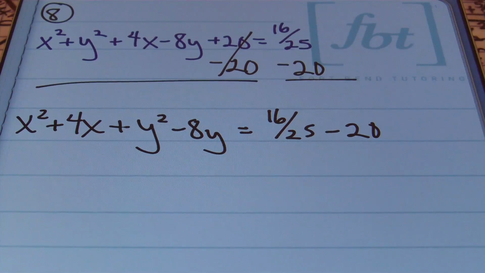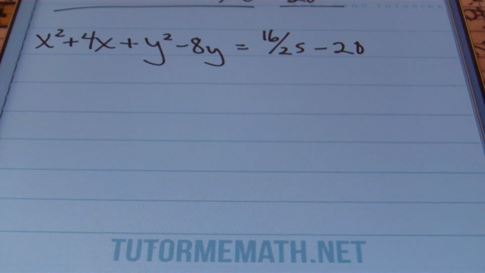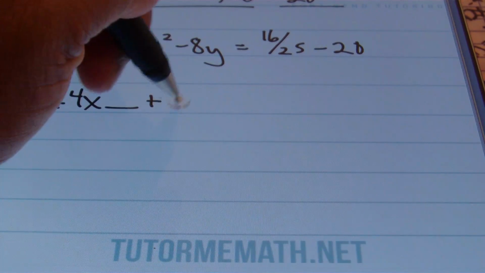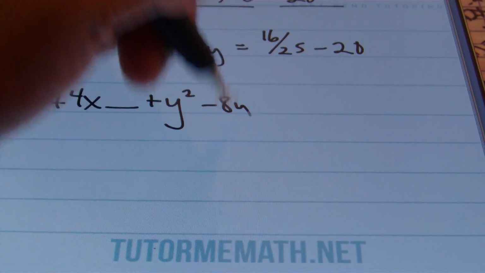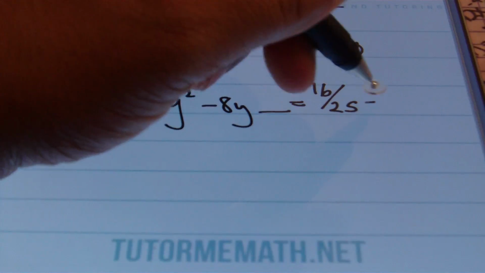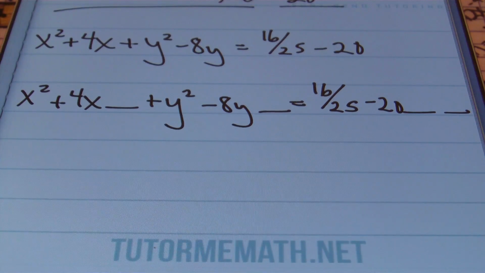Great. So let's go ahead and put my blanks in their proper place. I'm rewriting this as x squared plus 4x blank plus y squared minus 8y blank equals 16/25 minus 20 blank. Just like that. And then we'll be completing the square.